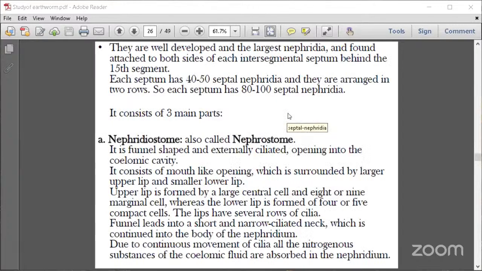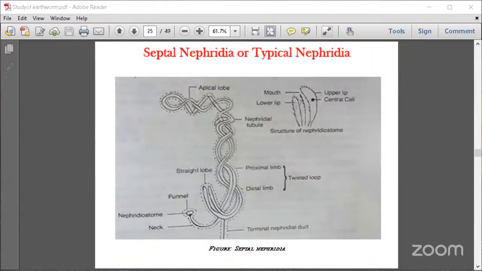These septal nephridia are well developed and the largest nephridia, found attached to both sides of each intersegmental septum behind the 15th segment. Each septum has 40 to 50 septal nephridia arranged in two rows. So each septum has 80 to 100 septal nephridia. This has three parts. Just now you have seen the nephridiostome, also called nephrostome. It is funnel shaped here.